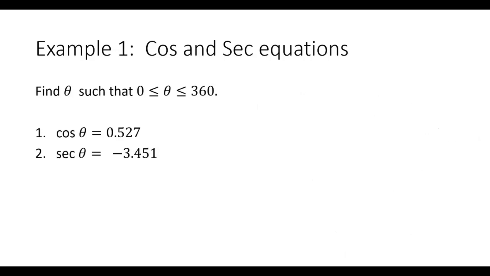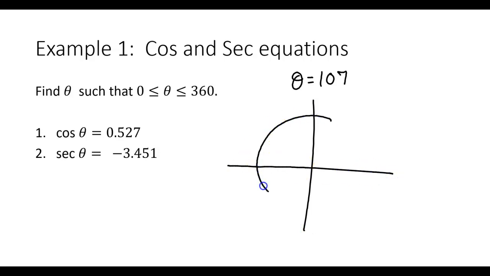The next step is to sketch that angle. So I know that one of my answers is 107 degrees. What does a 107 degree angle look like? Well, this is 90, so 107 would probably be right about here. Okay, so that is a 107 degree angle.